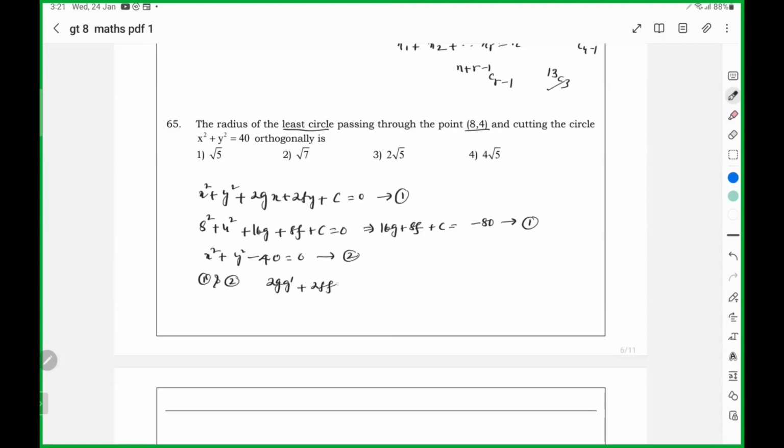2g g dash plus 2f f dash is the condition for orthogonality. Here g dash 0, f dash 0, c dash minus 40. It is the given circle, right? G 0, F 0, C minus 40. So g dash, f dash, c dash minus 40. C dash is 40.